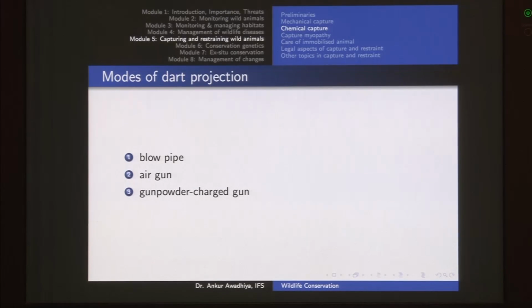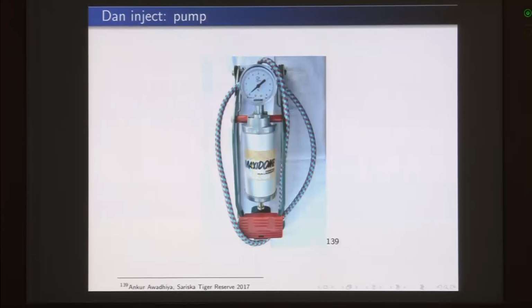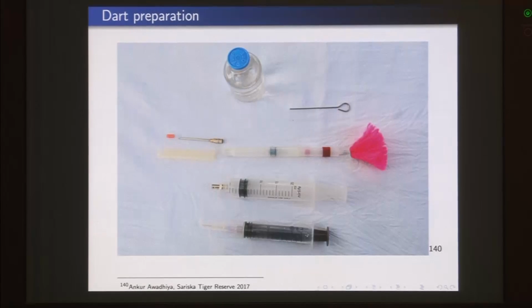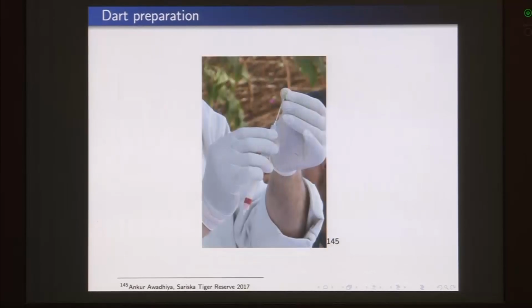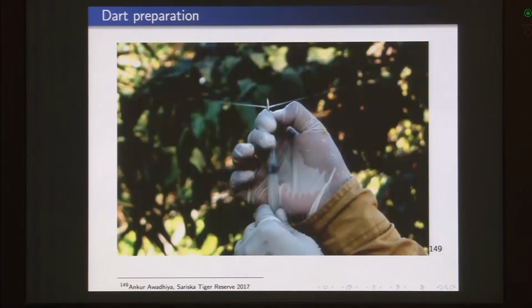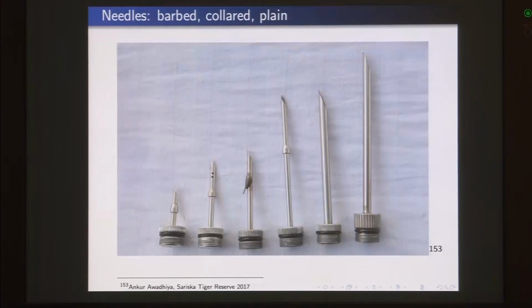So then we had a look at blowpipe, air gun, and this is air gun, and then we also had a look at the gunpowder gun, and this is the method of dart preparation. So what steps are required, so we went into it in great detail. Then we looked at speedy darts, different kinds of needles, the barbed needle, the collared needle, and the plain needle. So plain needle is used when you want this dart to get inside and then quickly come off.